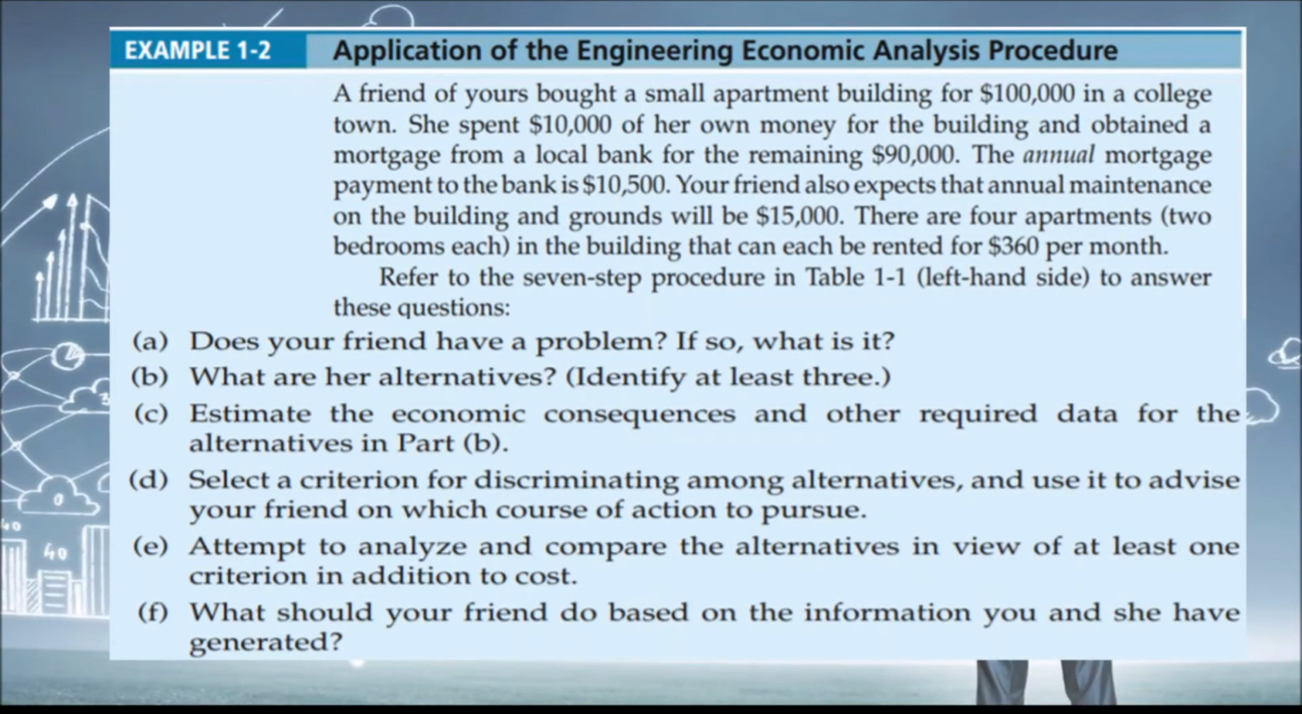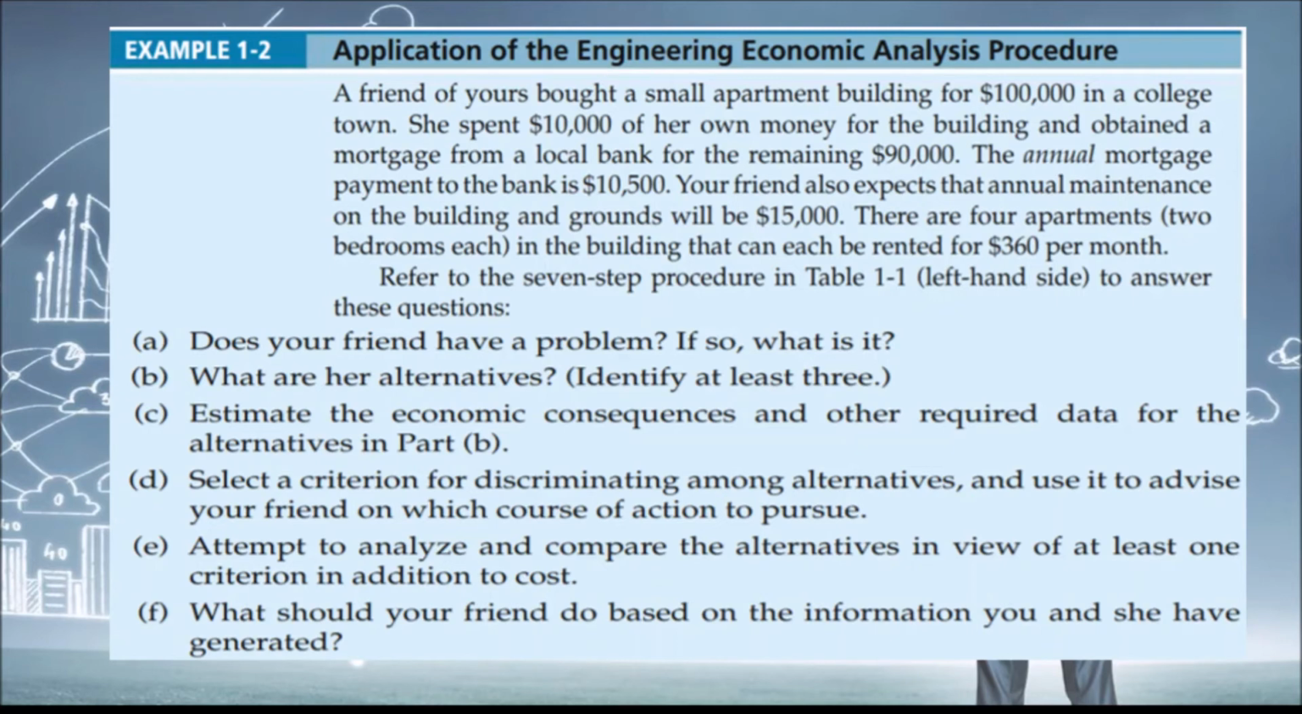Here we have another example: application of the engineering economic analysis procedure. A friend of yours bought a small apartment building for $100,000 in a college town. She spent $10,000 of her own money for the building and obtained a mortgage from a local bank for the remaining $90,000.